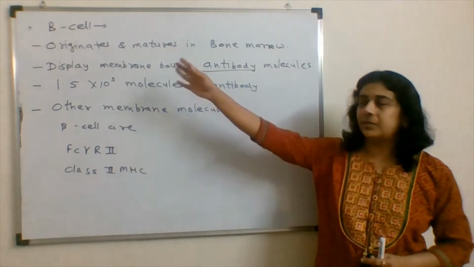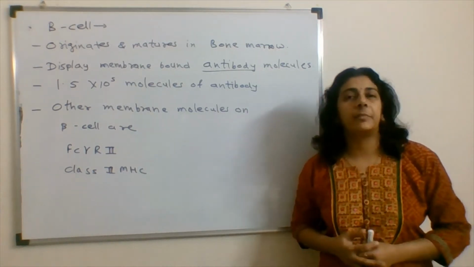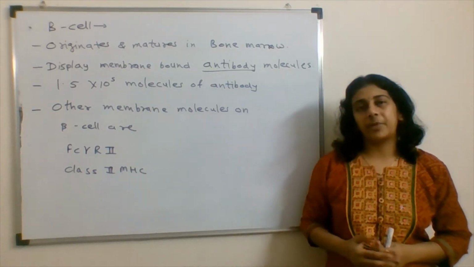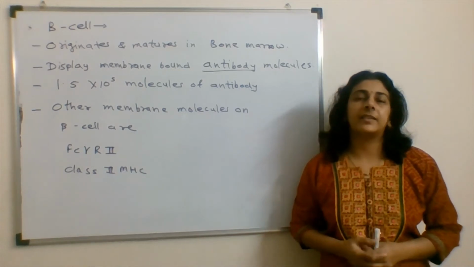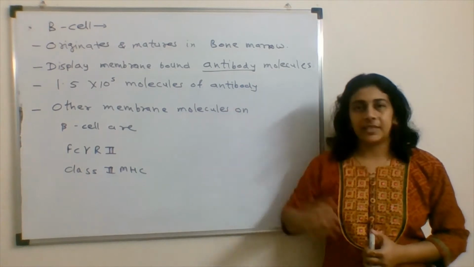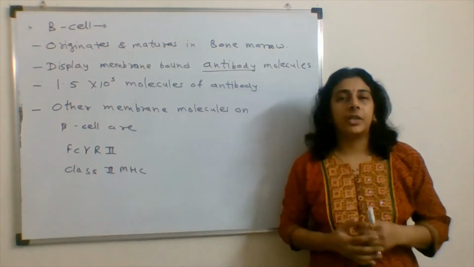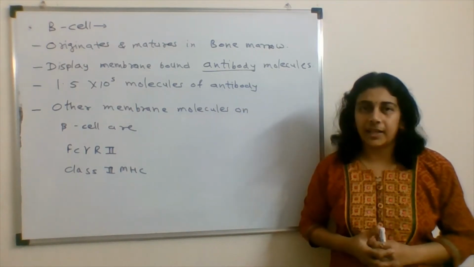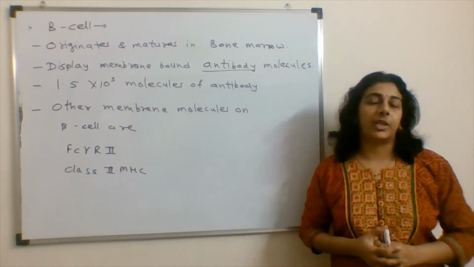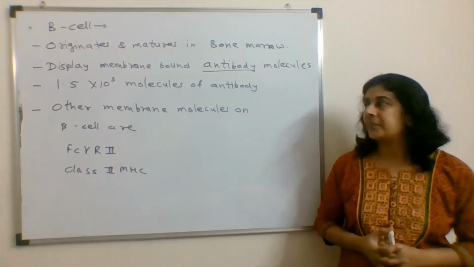Discussing the first option, B cell. B cells are the cells which are synthesized and get matured in the bone marrow. In case of birds, it is the bursa of Fabricius, where these B cells get synthesized and matured. That's why we call these B cells. These B cells display a membrane molecule known as an antibody. Approximately 1.5 times 10 raised to 5 molecules of antibodies are displayed on a single B cell at a time.